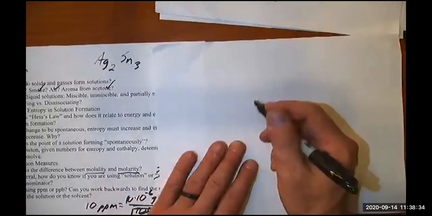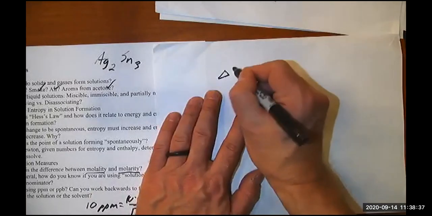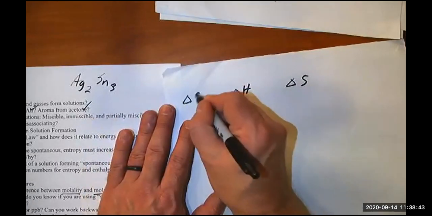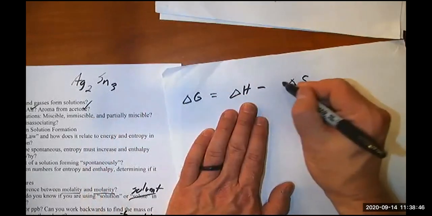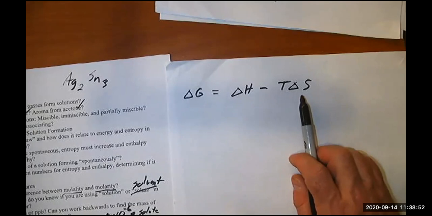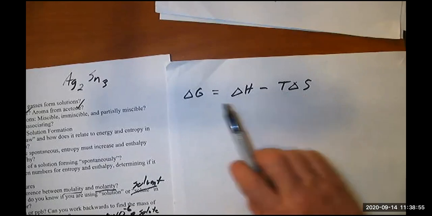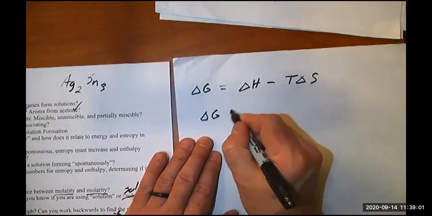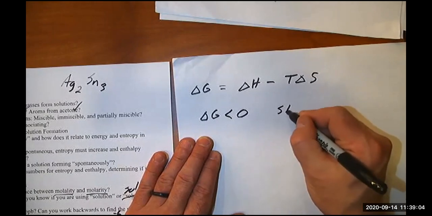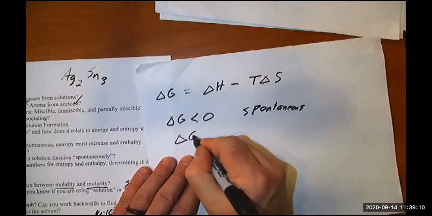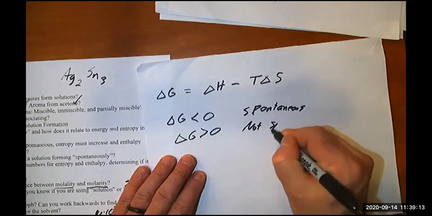If you're trying to answer those questions, what I will do is tell you that we've talked about delta H for enthalpy and delta S for entropy. There's a related quantity delta G that equals delta H minus T delta S. Okay? So if you're given a delta H and a delta S and you know the temperature, you can calculate this delta G. And if delta G is less than 0, the reaction is spontaneous. If delta G is greater than 0, it is not spontaneous.